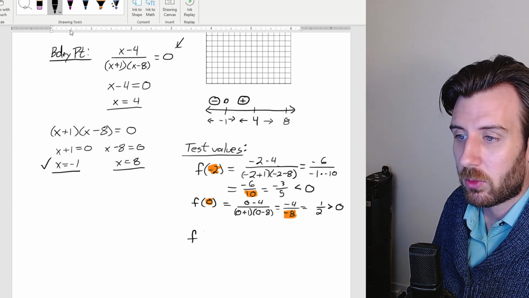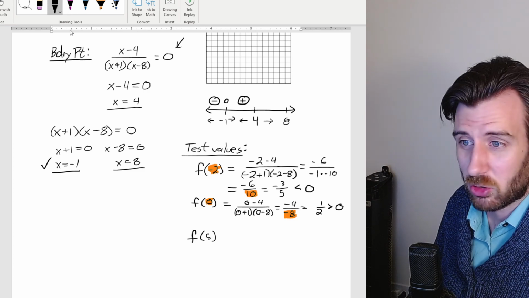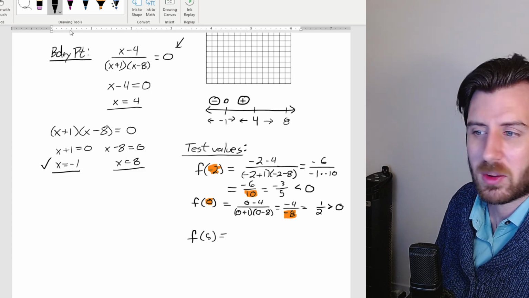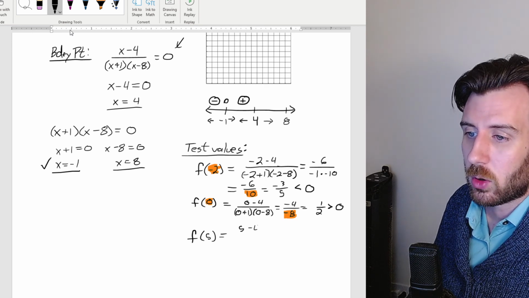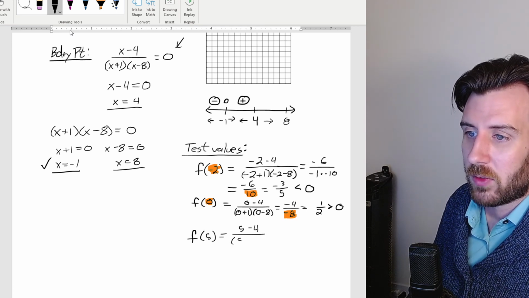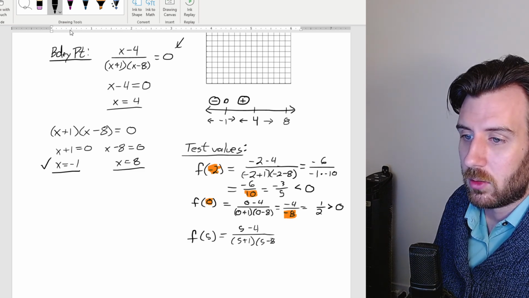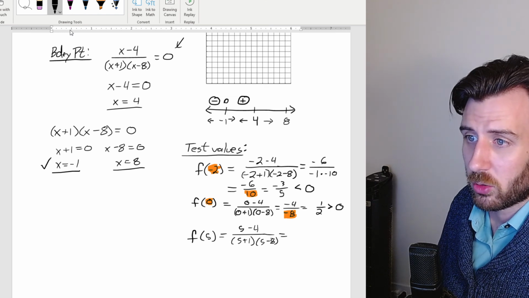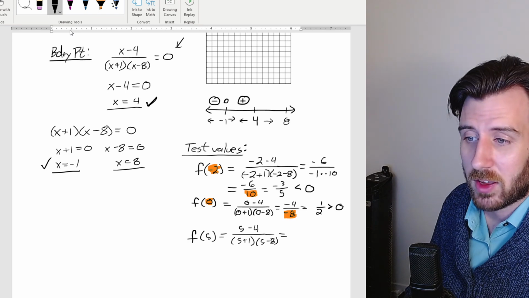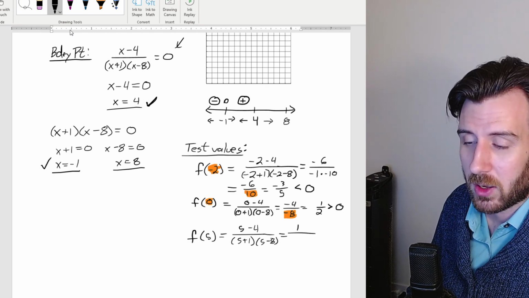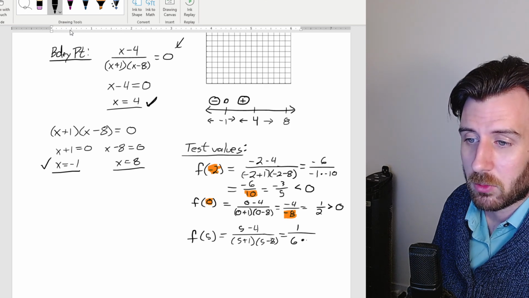All right, let's now do another test value between 4 and 8. Maybe we'll choose 5. Again, you could choose 6, 7, decimals, or fractions. I'm just going to choose nice numbers because there's no reason not to. That'd be 5 minus 4 divided by 5 plus 1 times 5 minus 8. This should show the change, because we chose 4 as a place where my numerator switched signs. 5 minus 4 is a positive 1, divided by 5 plus 1 is 6, times 5 minus 8 is negative 3, times negative 3.